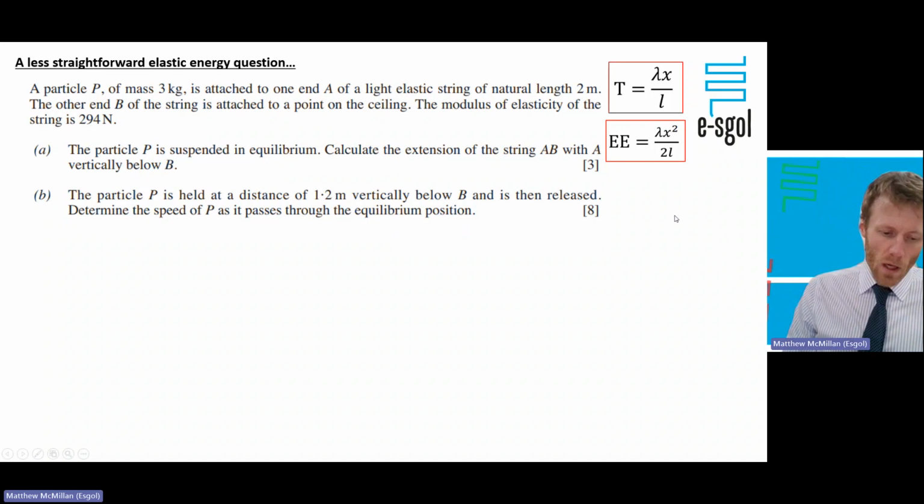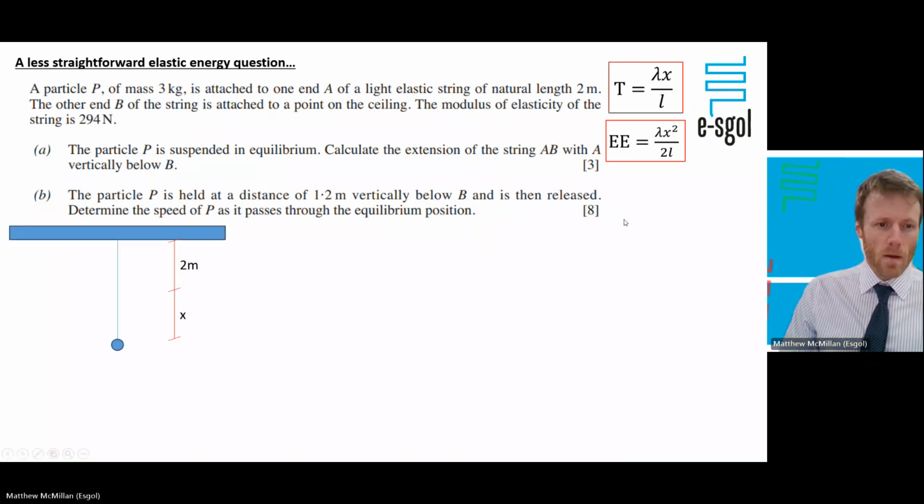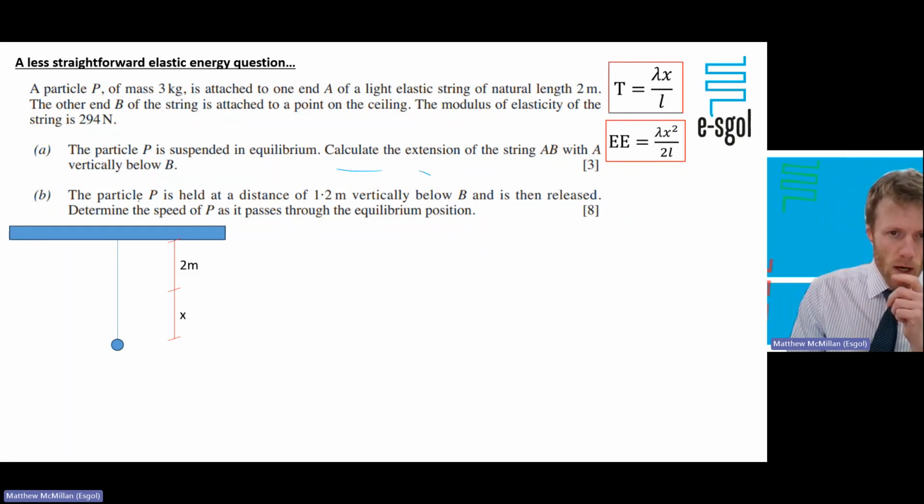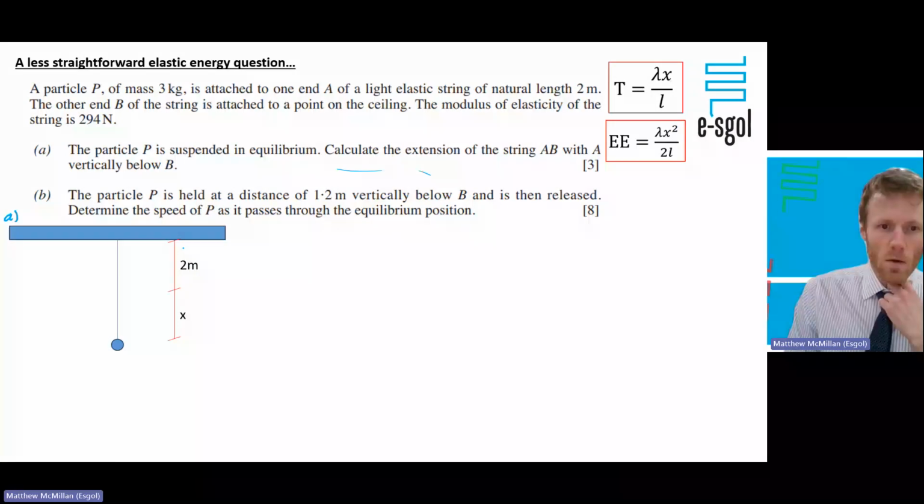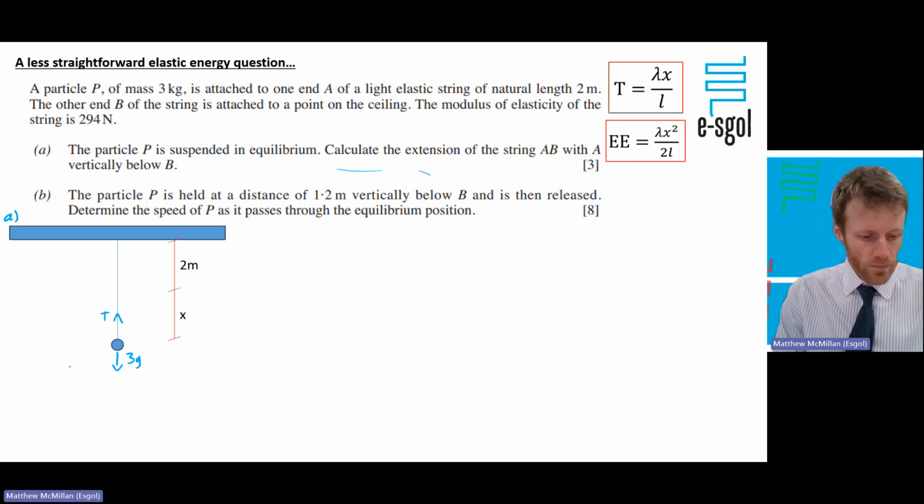Now, like the other questions, if they give you a question with lots of words in it, we really want to turn this into a diagram. So you might want to pause the video and just have a go at drawing the diagram and trying the question yourself. This is the diagram for part A. You can see we've got a natural length of 2, and I suppose the particle is kind of hanging. I haven't put on my forces, but that's what I should be putting on. It's a mass of 3 kilograms, so it's 3g, and there is a tension going up.